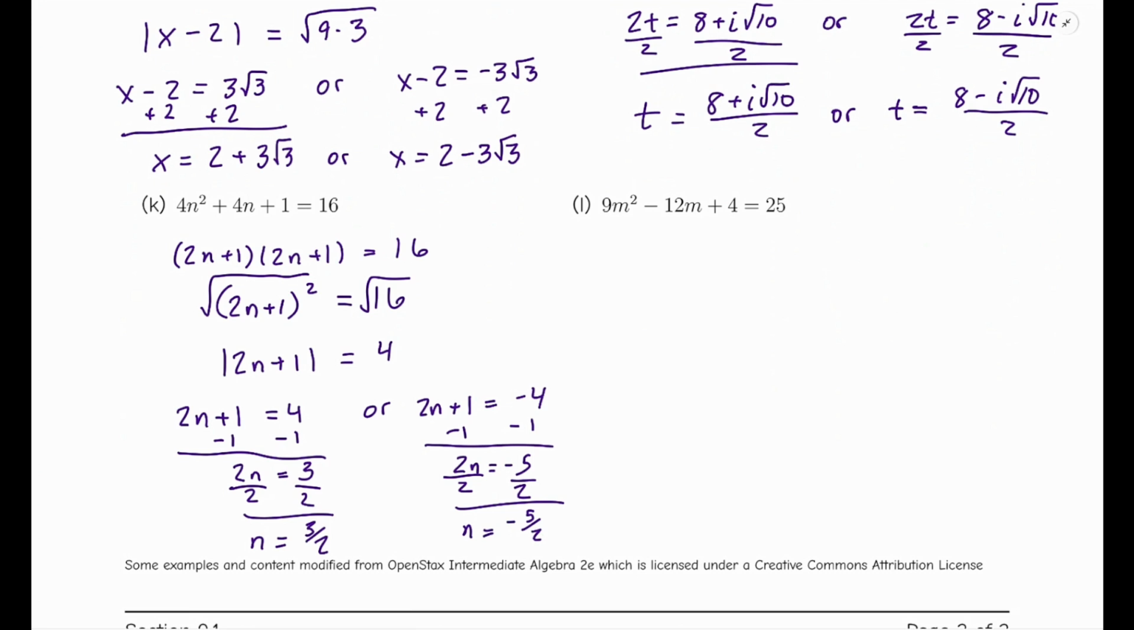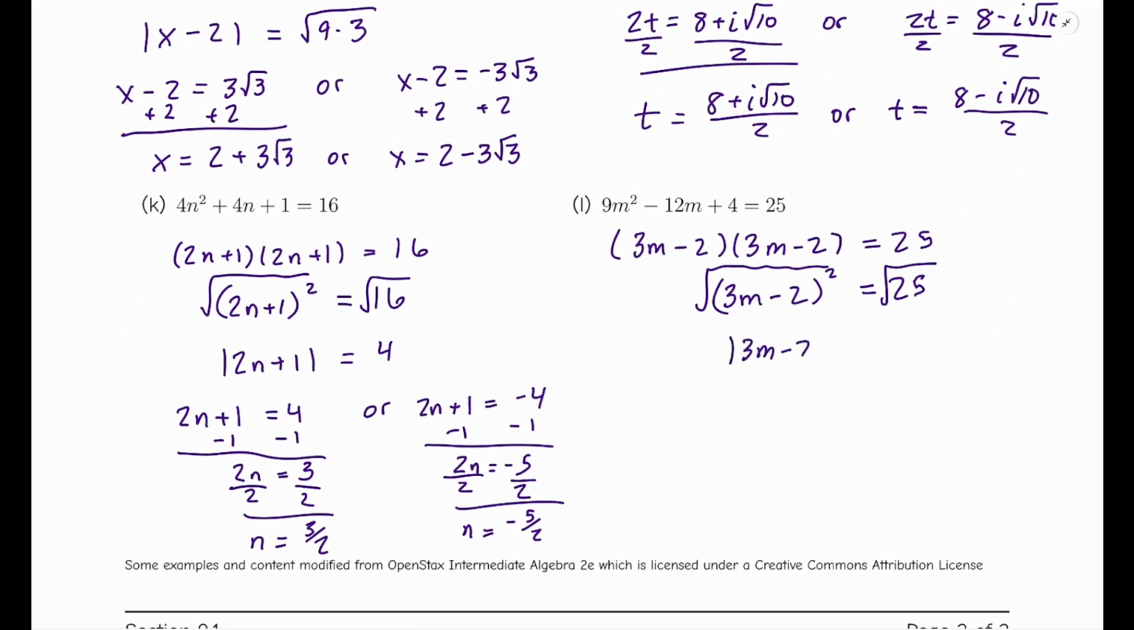In part L, 9m squared minus 12m plus 4 equals 25. So again, this will factor as 3m minus 2 times 3m minus 2 equal to 25, which is 3m minus 2 squared equal to 25. Take the square root of both sides. Absolute value of 3m minus 2 is equal to 5. So we get 3m minus 2 equal to 5, or 3m minus 2 equal to negative 5.